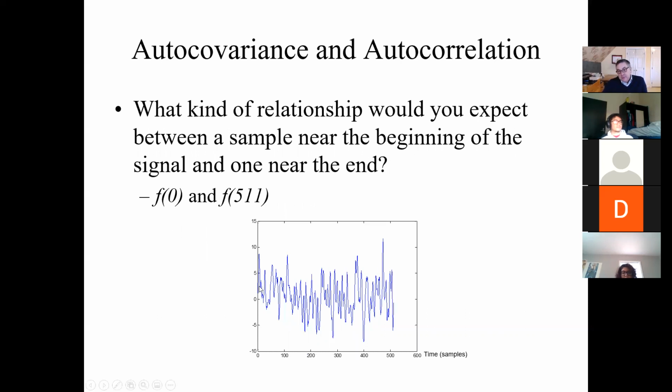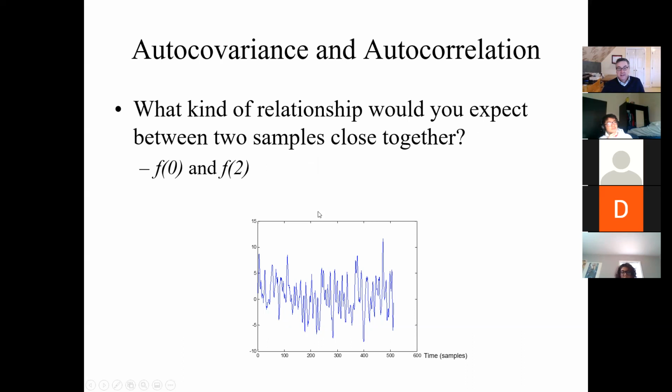So, what would you expect between a time point at the beginning of this signal measurement and a time point at the end of the signal measurement? Well, a lot has happened in between those two, so you wouldn't expect much statistical relationship, especially looking at how randomly this behaves in that time interval. So you would expect nearly zero or zero covariance. Now, it may not be, but for our purposes, in most random signals, that's going to be the case.